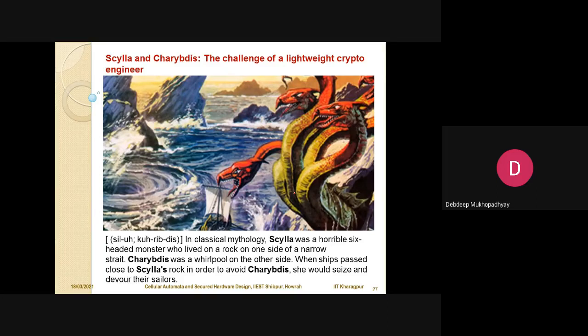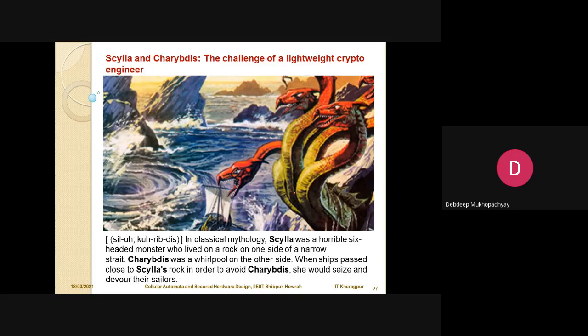There is a saying from the fable which talks about Scylla and Charybdis, where there is a rock on one side, and if you want to avoid that rock, you go close to a dragon. So you have to make your design choices, and the margin of error is really very narrow.